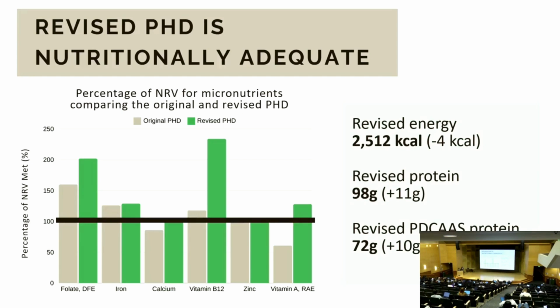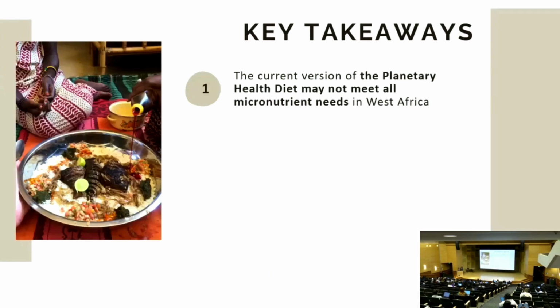So overall, with these small tweaks to the planetary health diet, we showed that it is higher in protein and more micronutrient sufficient in all these priority micronutrients. These are some important findings for the Eat Lancet Commission and even things that we would propose. So the key takeaway here is that the current version of the planetary health diet may not meet all of the micronutrient needs for those consuming foods in West Africa, based on just the general medians of our findings.